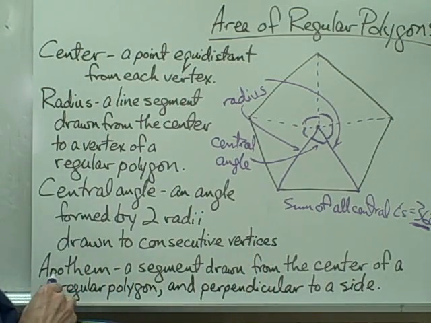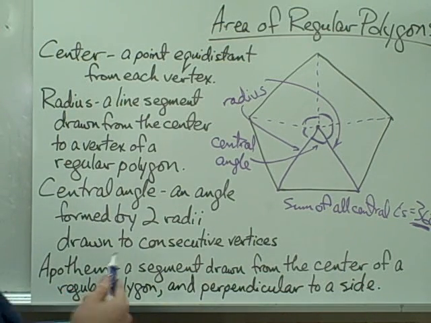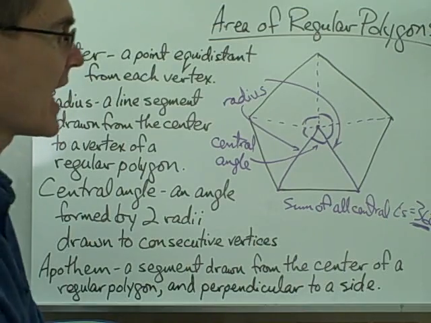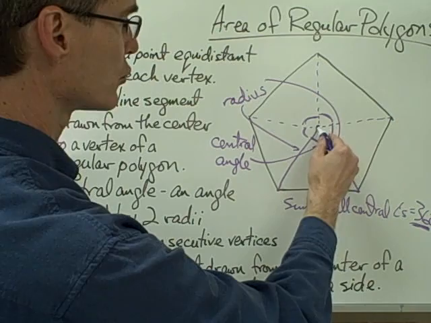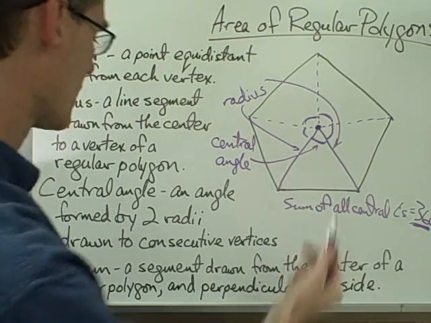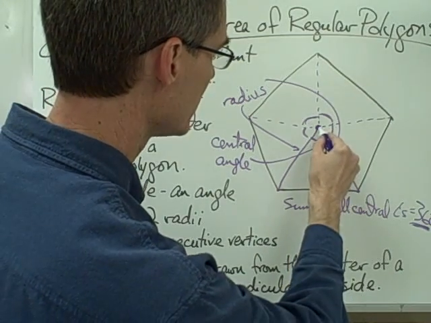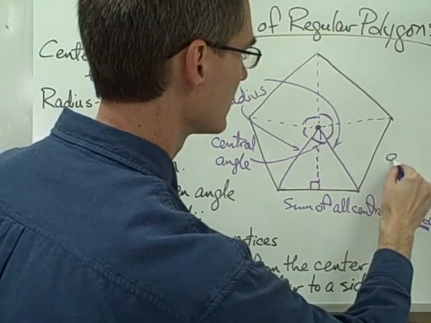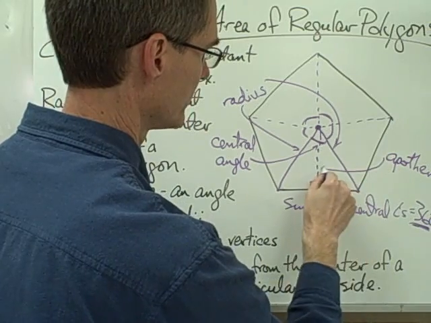Finally, the last thing to note about regular polygons is this thing called the apothem. That's A-P-O-T-H-E-M. And the apothem is just a segment drawn from the center of a regular polygon and perpendicular to a side. So on this regular pentagon, if I were to draw a segment from the center of my polygon perpendicular to, let's say, this side right here, that would be an apothem.